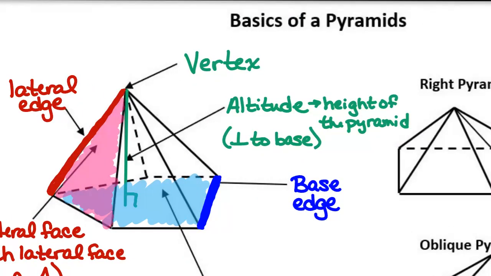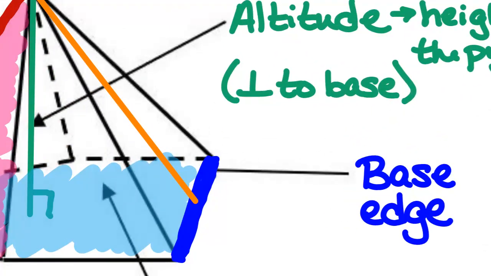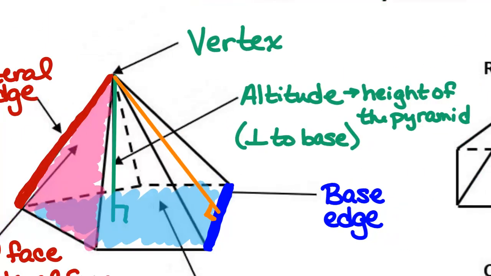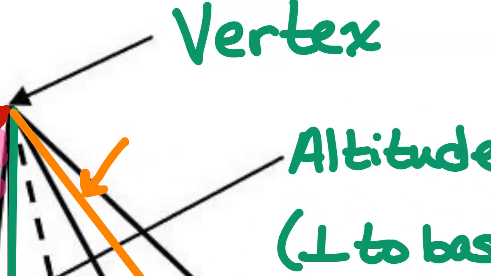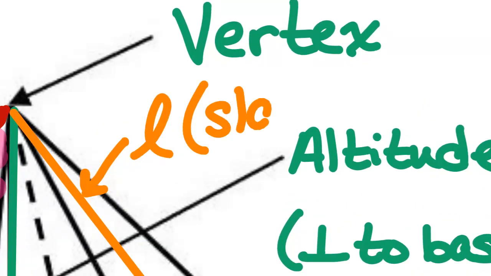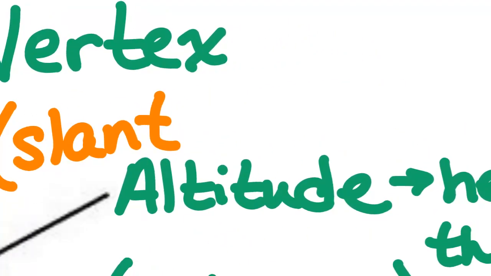If I go from the vertex down to a base edge, and it makes a right angle with my base edge, we call that the slant height. We abbreviate it with a cursive L. That is the slant height.